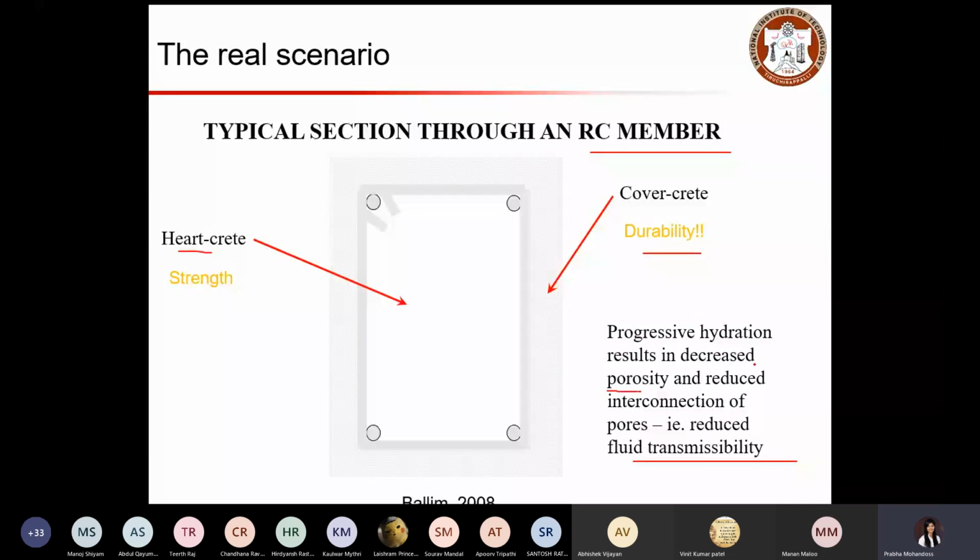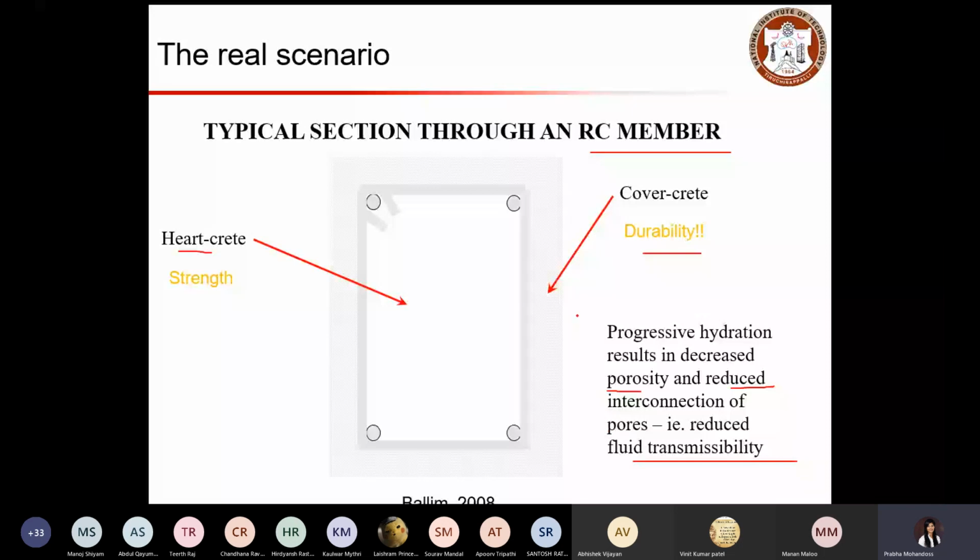And with reduced porosity, proper compaction ensures the expulsion of unwanted air trapped in your concrete. When you remove the air from the concrete, that again makes your concrete compact. There could be some small pores present in your concrete, but these pores may not be connected. That is what is meant by reduced interconnection of pores. For something to pass through or travel through, your pores should be connected.